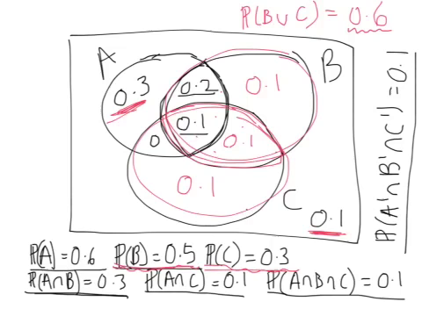Should we check that it all adds to 1? So 0.3, 0.5, 0.6, 0.7, 0.8, 0.9. Woohoo!